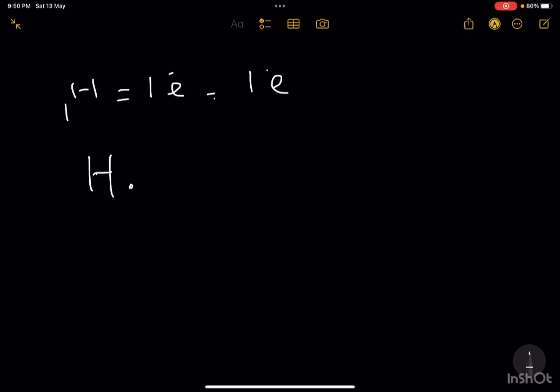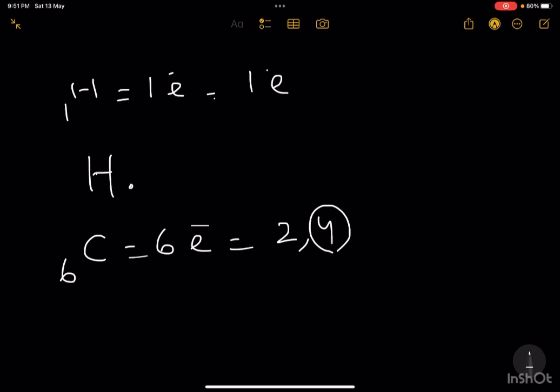In case of carbon, the atomic number is 6, so it has 6 electrons, and those 6 electrons can be written as 2, 4. There are 4 valence electrons, so this carbon with 4 valence electrons can be shown as shown over here. You see, 4 dots means 4 valence electrons. These 2 electrons are not written.